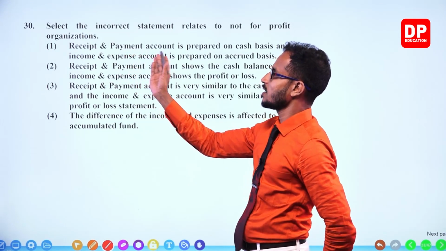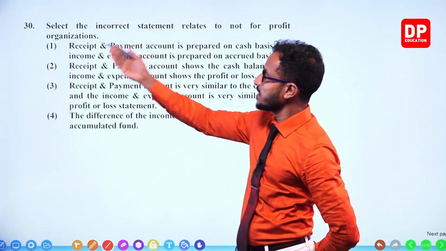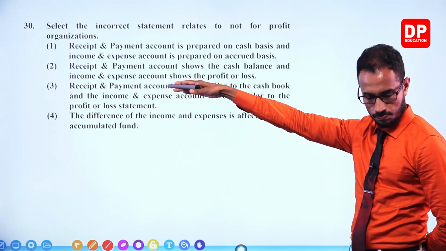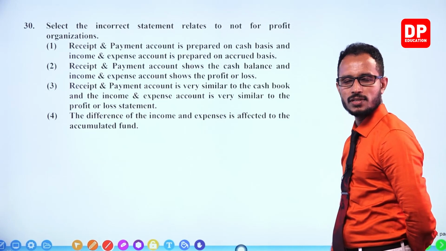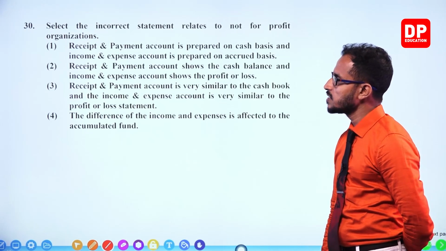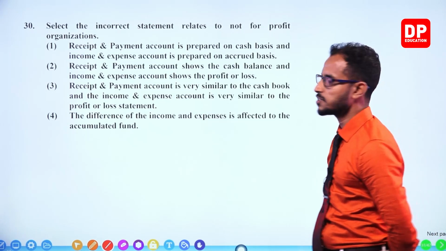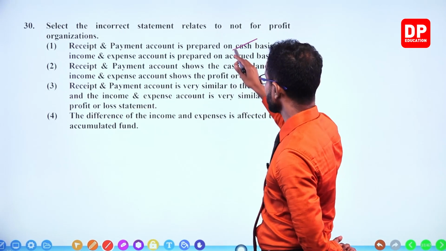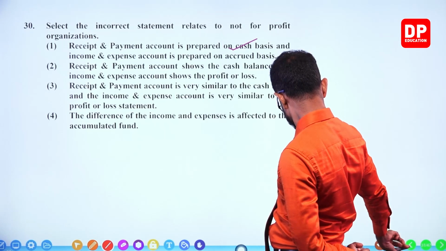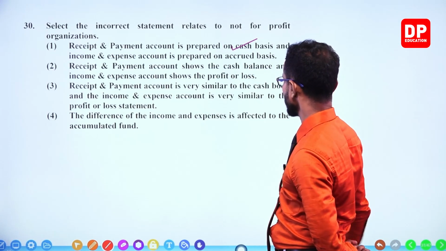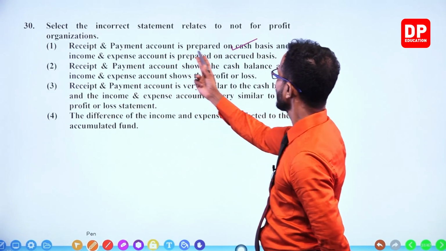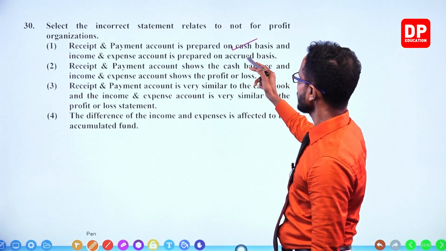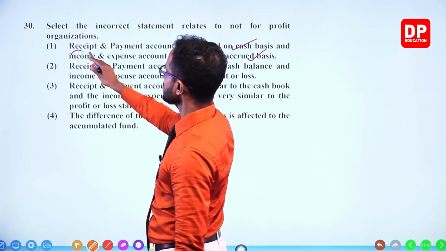Receipts and payments account is prepared on cash basis, and income and expenditure account is prepared on accrual basis. They're talking about not-for-profit organizations, and it is correct. Receipts and payments account is prepared on cash basis. Yes, it's correct. Income and expenditure account is prepared on accrual basis. That is also correct.